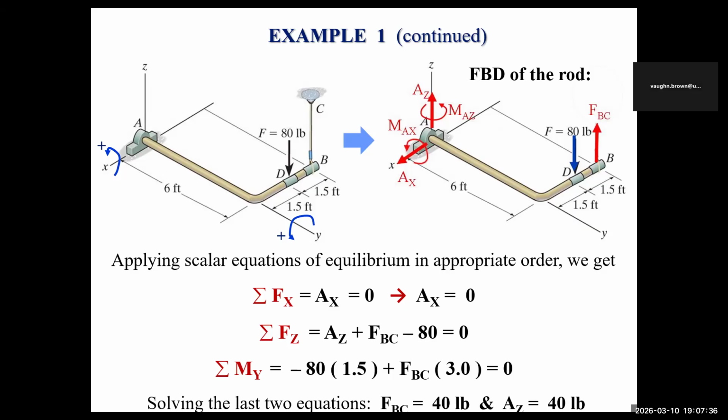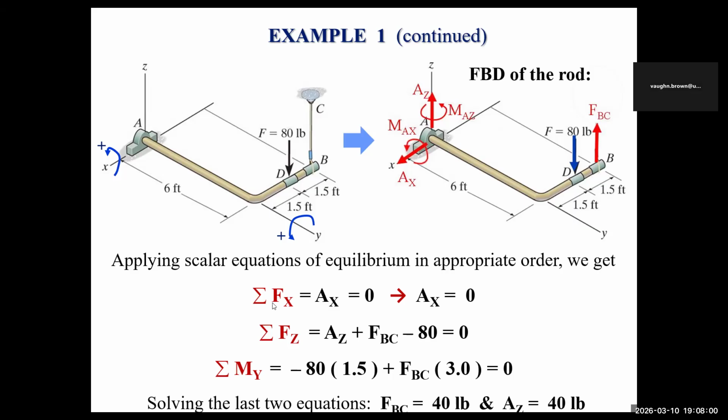So the first thing we do, we draw our free body diagram. If you notice the force here, the 180 is placed here. The cable is here, and the direction from here is going up to where it is anchored. See it here. Note the direction of these forces. Let's look at them individually, and apply your scalar equations of equilibrium in the appropriate order.